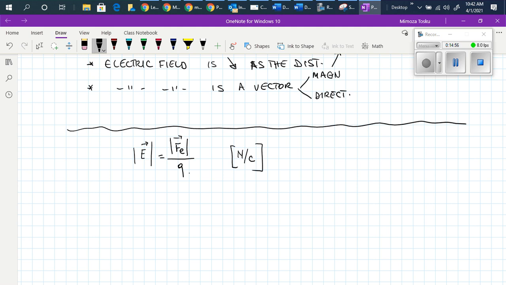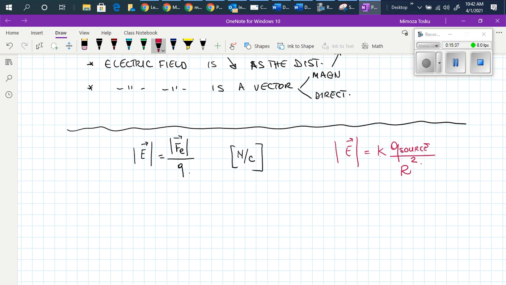And if we know the distance that we are measuring the electric field strength and the source, then the electric field strength is calculated as K Q of the source over R squared, where K is Coulomb's constant, Q of the source is the magnitude of the charge of the source, and R is the distance from the center of the source to the point P that you are measuring the electric field strength.